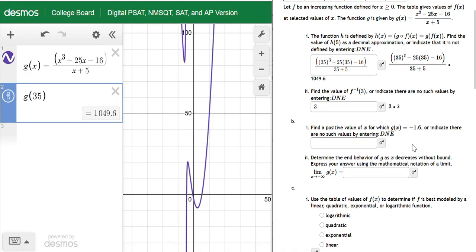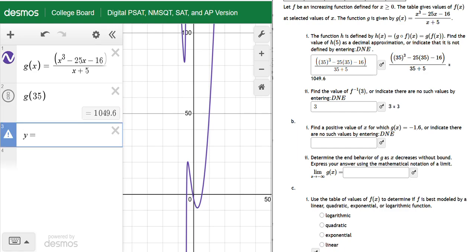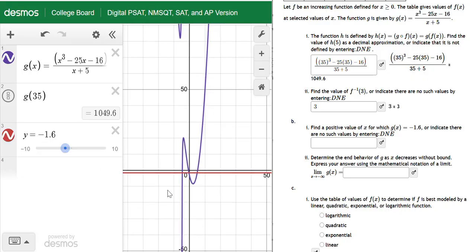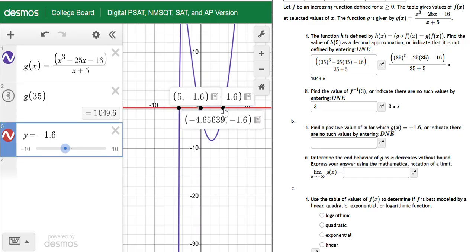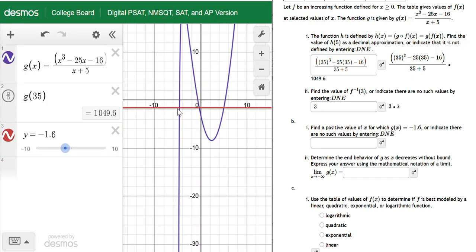Next, the positive value for which the g function is equal to negative 1.6. So if we type that in as a straight line, so y equals negative 1.6, we can then look to see where these graphs intersect. Notice there's 3 instances where this happens. So here are our 3 intersections.